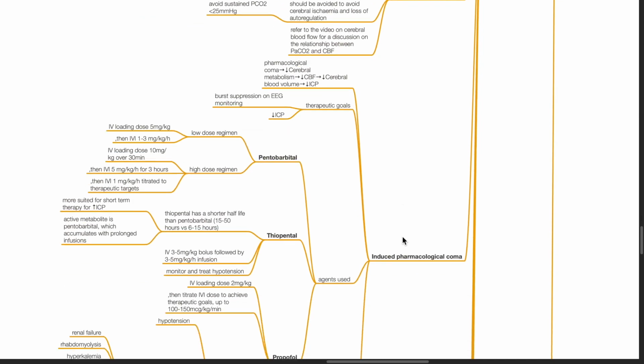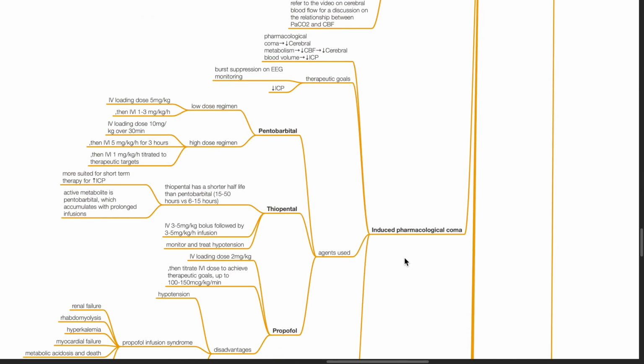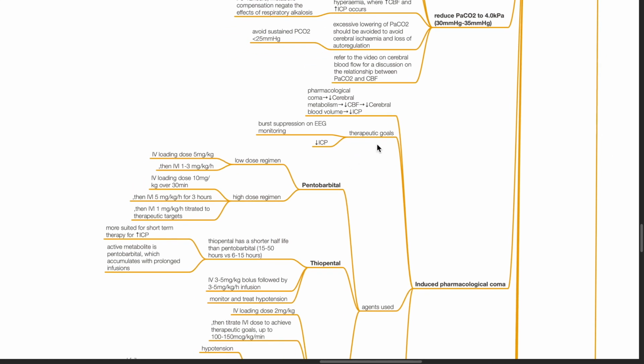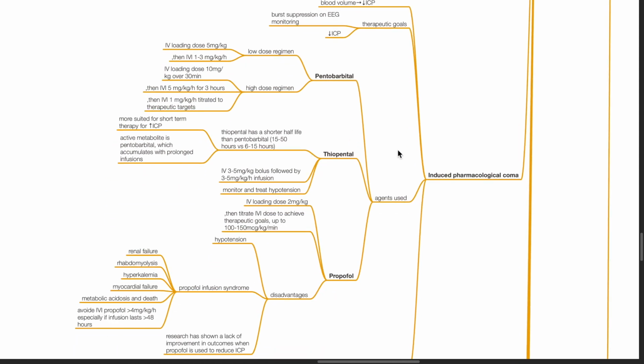Induced pharmacological coma. Pharmacological coma results in reduced CMRO2, reduced CBF, reduced cerebral blood volume, and reduction in ICP. Therapeutic goals include burst suppression on EEG monitoring and reduction in ICP. Agents used include pentobarbital, thiopental, and propofol.